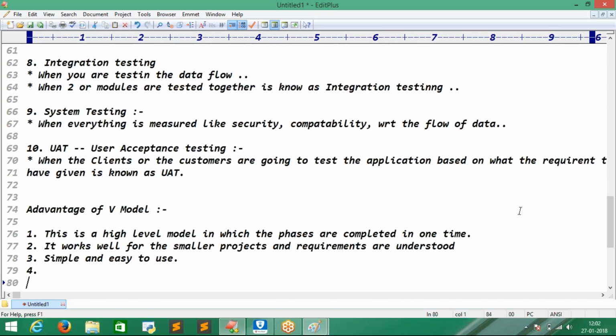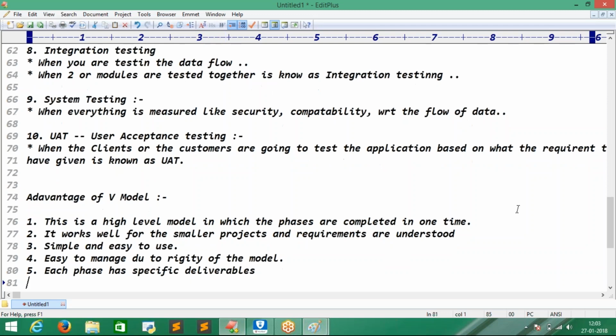Next thing is easy to manage. It is easy to manage due to the rigidity of the model, and each phase has specific deliverables and a review process. Clear.